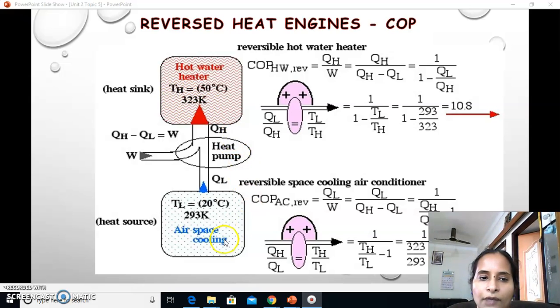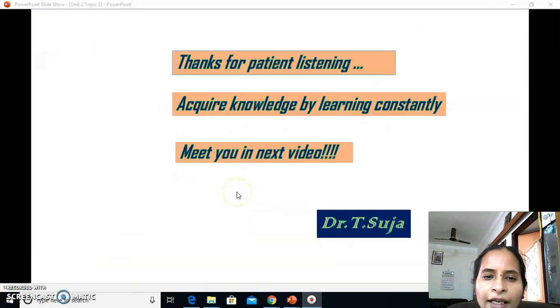Okay. So here you can see the problem they have solved. You can just substitute the values, and then you can find the performance of both the heat pump and the air conditioner, and you can compare it. Okay, that's all.